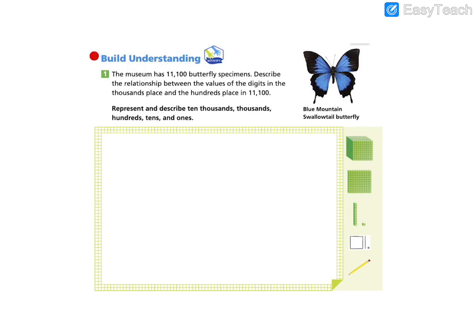So we're going to start on page 6 with our build understanding problem. The problem states, the museum has 11,100 butterfly specimens. Describe the relationship between the values of the digits in the thousands place and the hundreds place in 11,100. Here it asks us to represent and describe 10,000s, thousands, hundreds, tens, and ones. Over here, it's showing you examples of what base 10 blocks would look like. If you have these at your house, you can go ahead and get them out and use them to represent, or you can use this space to draw a representation.